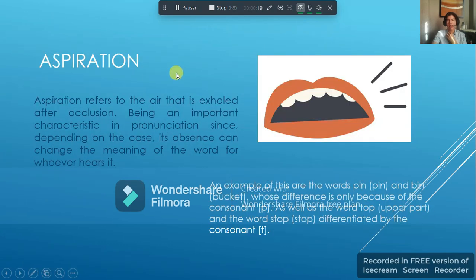And now we have the aspiration. Aspiration refers to the air that is exhaled after occlusion, being an important characteristic in pronunciation, since depending on the case, it can change the meaning of the word. An example is the words pin and bin, which differ only because of the consonant P, as well as the words tough, the upper part of the word stuff, top, stuff. If you say the S, you have the word stuff, and if you drop the S, you have tuff.